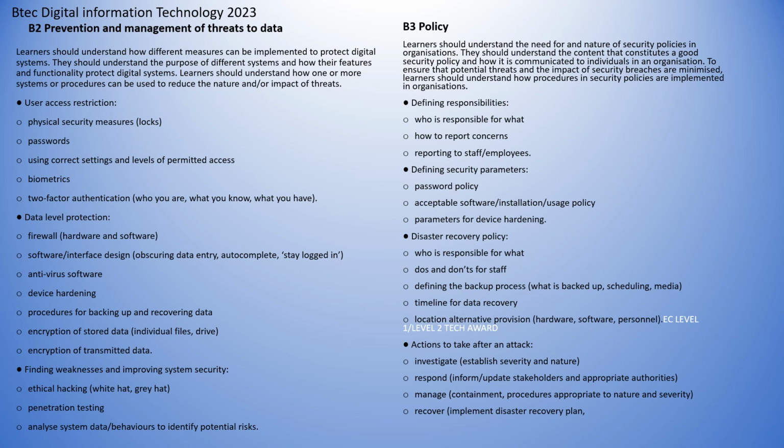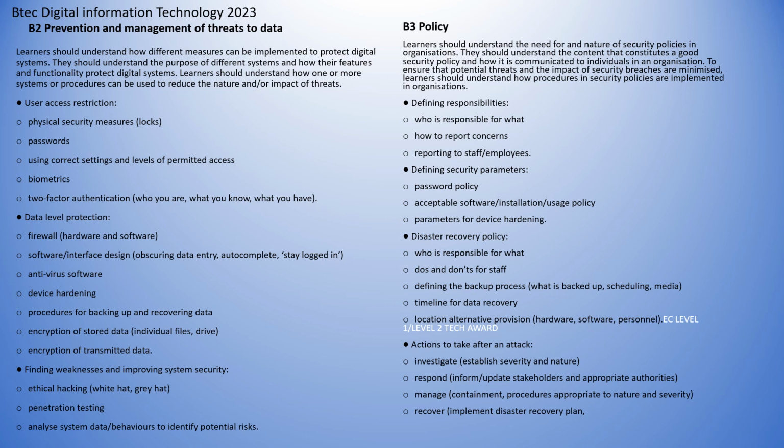B2 is how do you prevent threats to your system, and what do you do with regards to making sure it's safe? So obviously we've got user access restrictions, how we prevent you from accessing things like the T drive or saving to the P drive. Data level protection, how do we make use of antivirus software and things like that to make sure that nothing's being passed around the school? How do you find the weakness? Again, we talked about penetration testing, that's the white hat hackers.